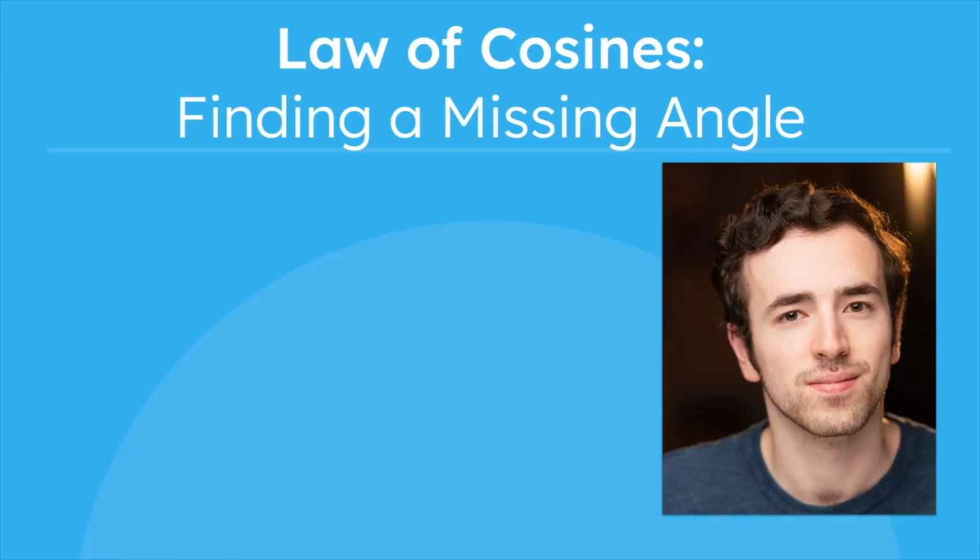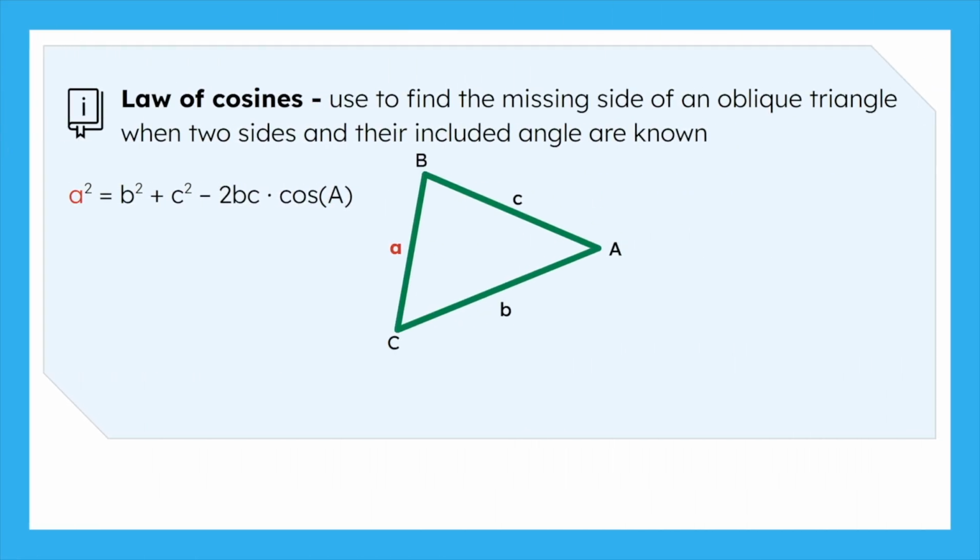Welcome back. In the last video, we used the law of cosines to find a missing side, and in this one, we're going to discover what else it can do. Up to now, we used the law of cosines for only one thing, to find a missing side when we knew two sides and their included angle. But what if we don't know any of the angles?